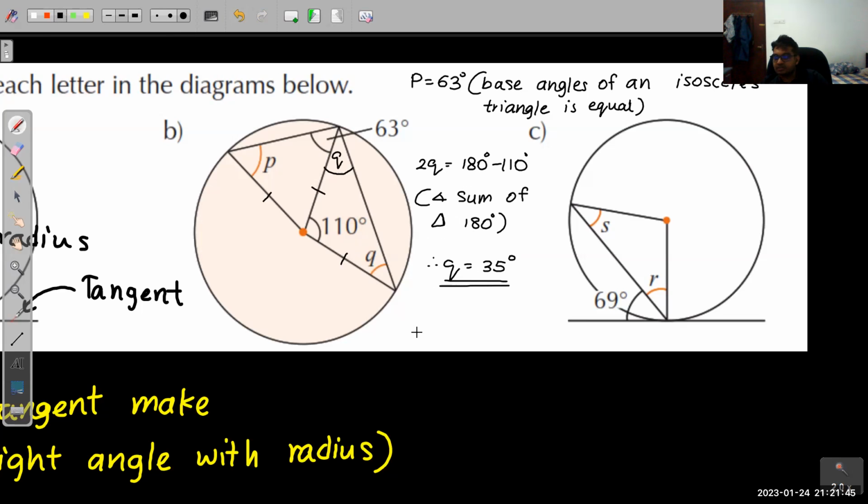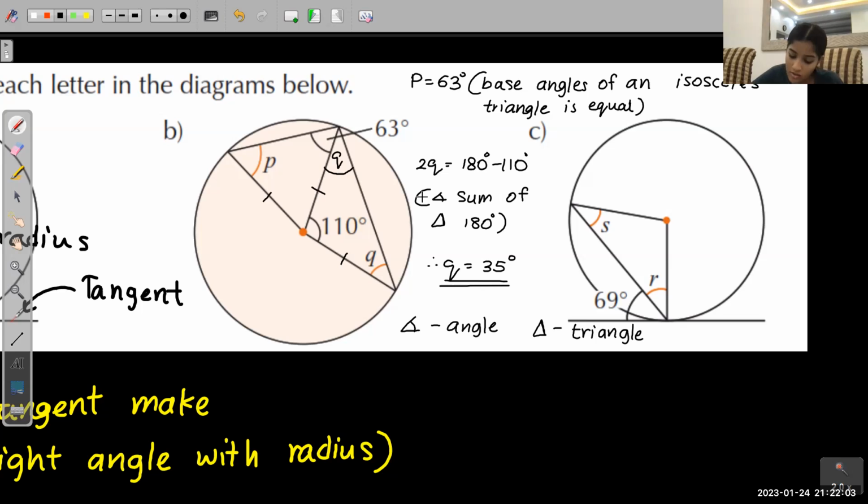To reduce the letters, you can use this symbol for the word angle, and you can use this symbol for triangle when you do the reasoning, right? Okay, good.